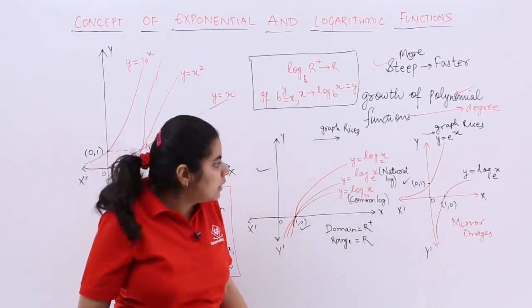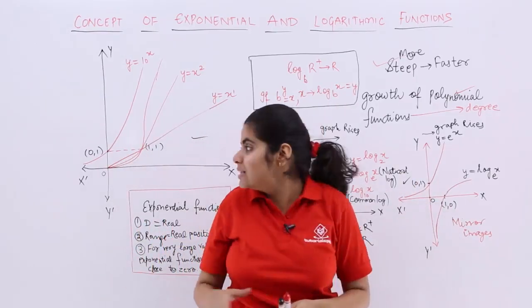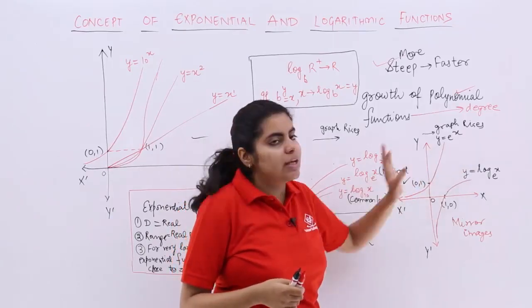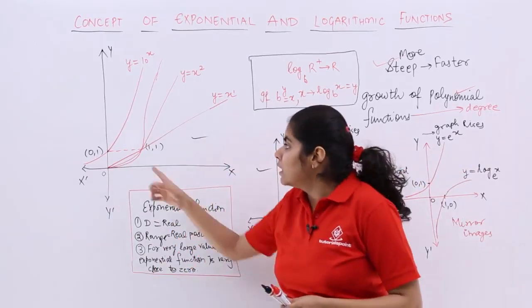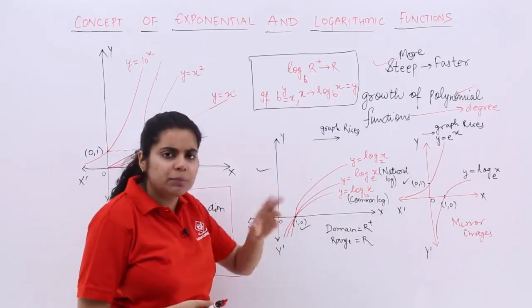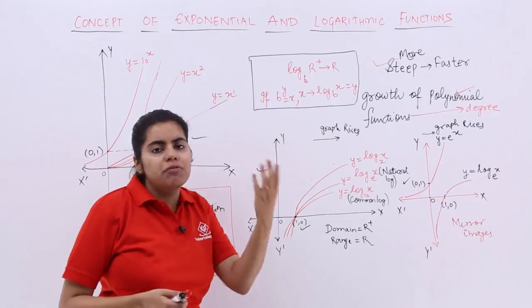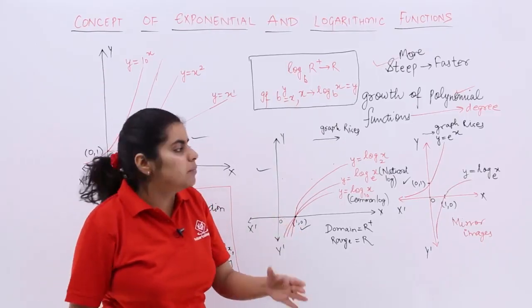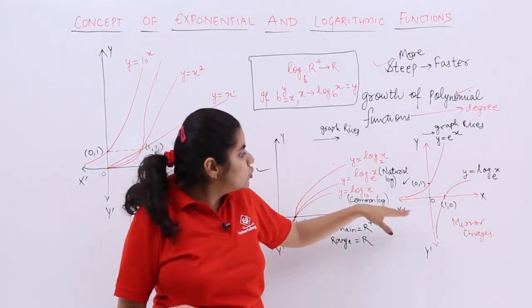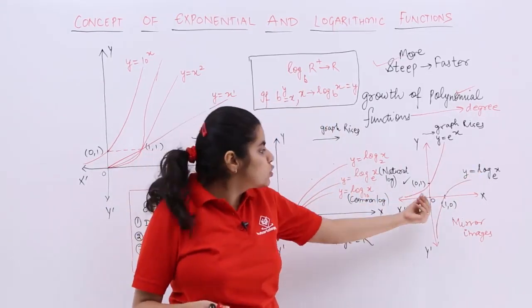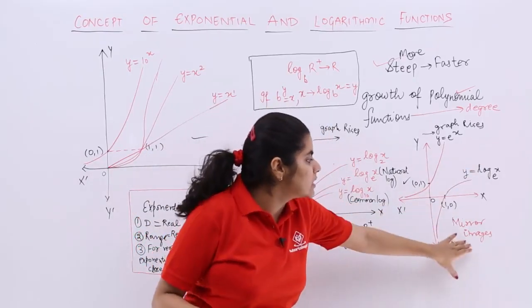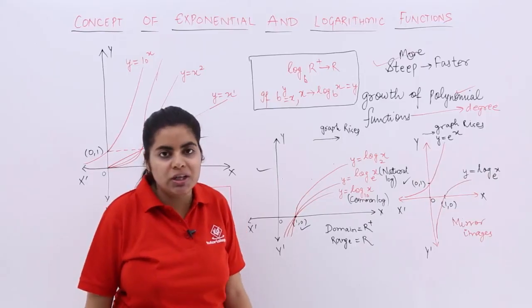Now, you see what happens at (0, 1) when we talk about exponentials. (0, 1) is for the exponential, but (1, 0) is for the logarithm, because basically these are mirror images. If (1, 0), then (0, 1), the mirror image. So (0, 1) for exponential, (1, 0) for logarithmic. Exponentials approach the x-axis. Logarithmic functions approach the y-axis. These are basically mirror images of each other.